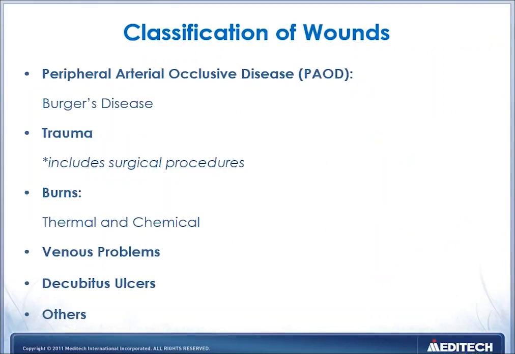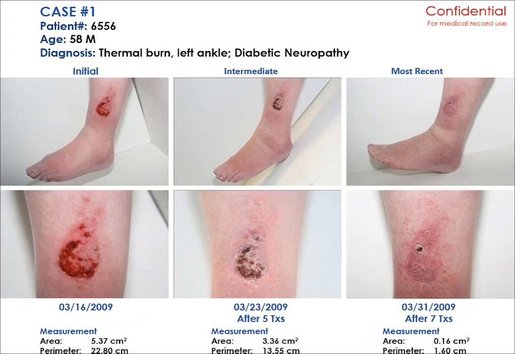So, classification of wounds, it's a very simplified classification. Wounds that will be aggravated by peripheral arterial occlusive disease, trauma, burns, venous problems, decubitus ulcers, and other types of ulcers. So I'm going to show you a few cases that have been part of our clinical study that we have conducted at Meditech International. Like in this case, it was a thermal burn to the left ankle, and you see initial pictures with measurements of the surface area affected.